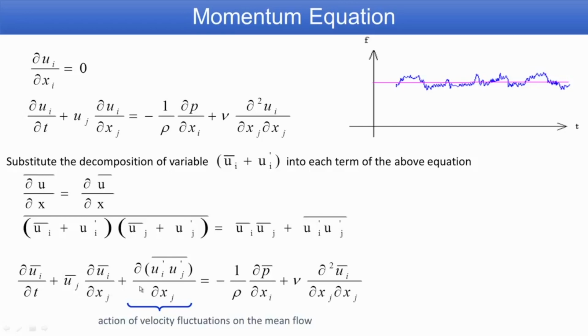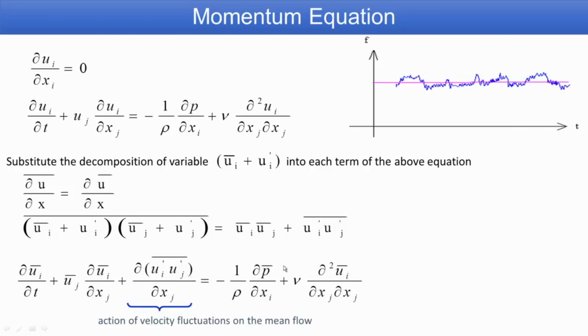Then you have one new term coming into the picture, that is ∂/∂x_j of u_i prime u_j prime bar. This is a new term which comes after applying decomposition, following tensor algebra, and doing an average on the original Navier-Stokes equation. Then you end up getting one additional term in the time averaged Navier-Stokes equation, and that is what is shown here.